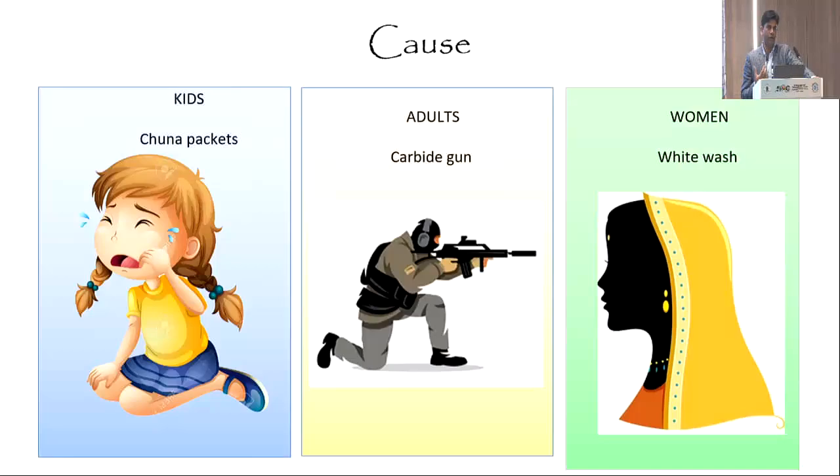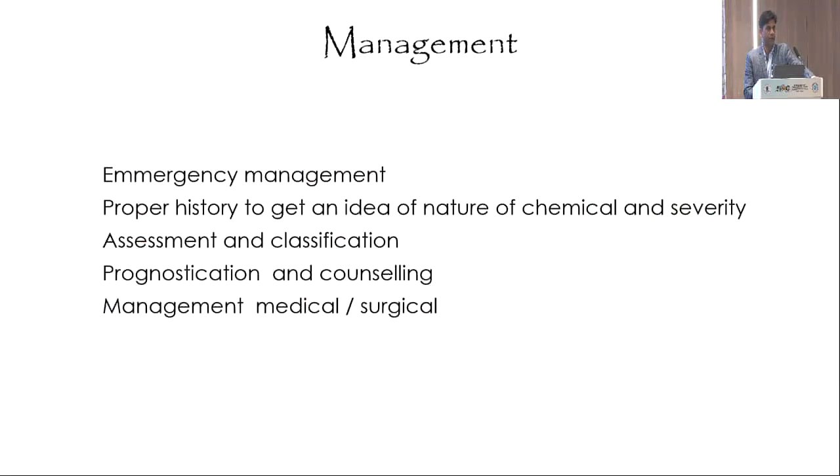Mostly we come across three distinct etiological groups. Kids are most commonly affected by tuna packets in our area, and young adults are most commonly affected by acute lime injury while using a carbide gun to scare animals to protect their crops. The third, which is a little less common, is young ladies who come because of some accidental exposure during whitewash. So the management is very crucial.